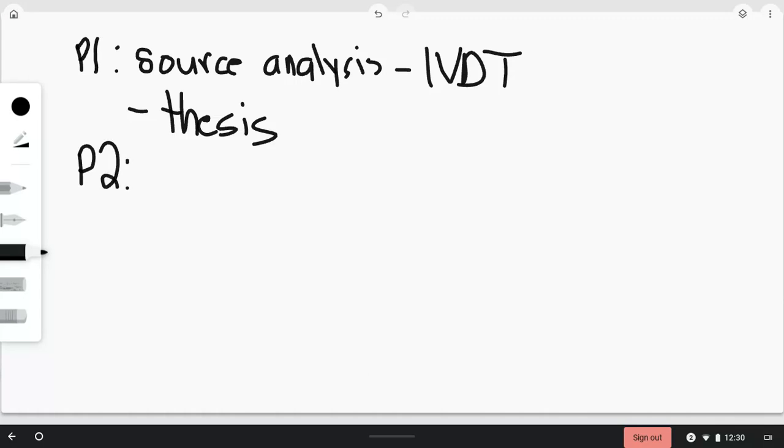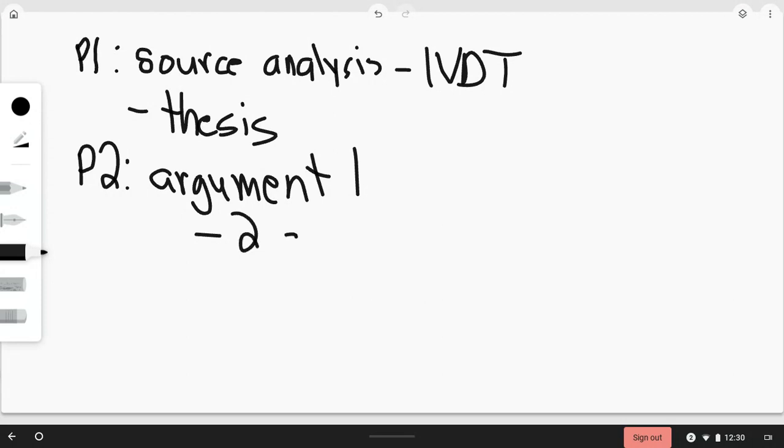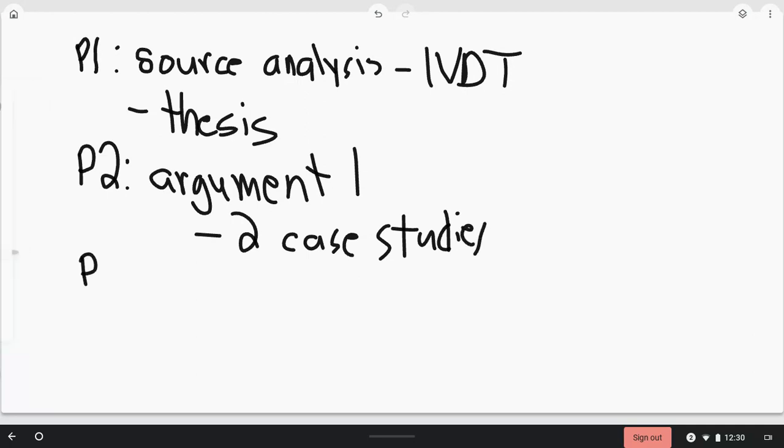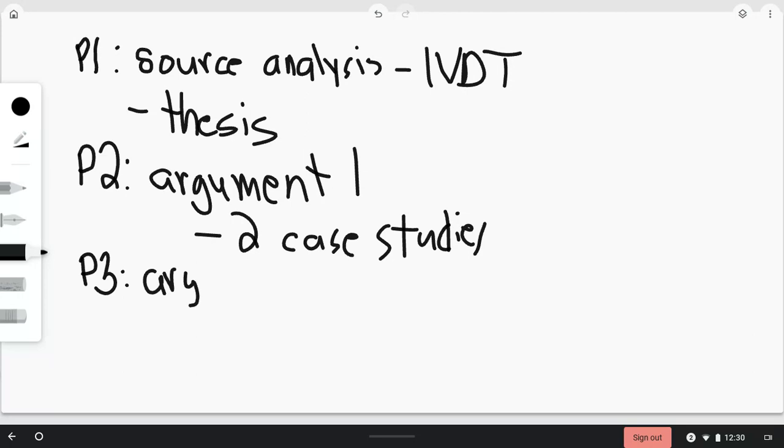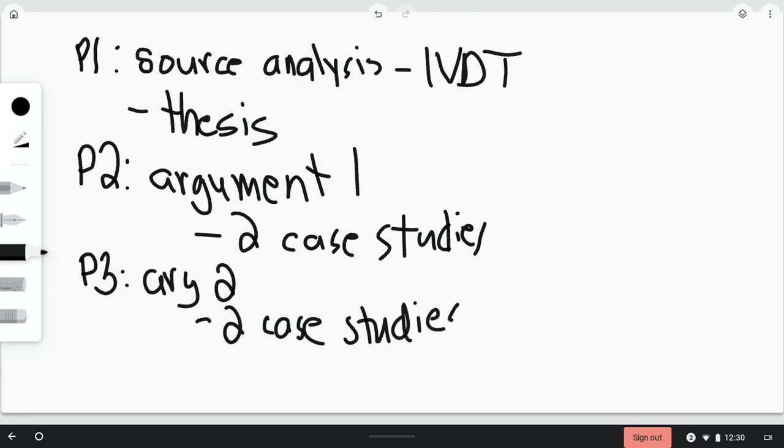Paragraph 2. This is your first argument. With an argument, you have 2 case studies. Paragraph 3. Argument 2. Another 2 case studies. Paragraph 4 is your conclusion. So this is a 4-paragraph assignment. There might be some students who write this in more paragraphs. I don't recommend that. Stick with the 4-paragraph format. Now let's get into each section on their own.